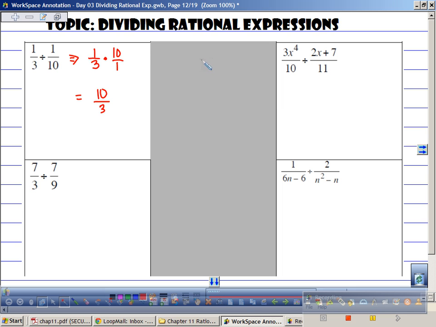So our steps would be inverse of division, then also the multiplicative inverse, if I could spell it right.